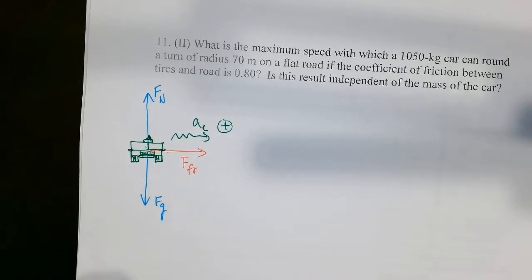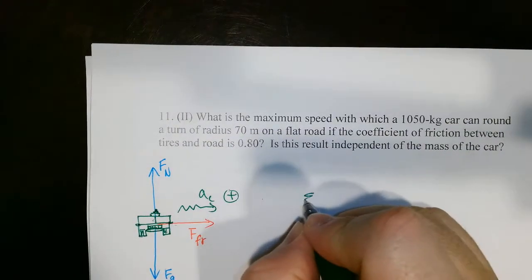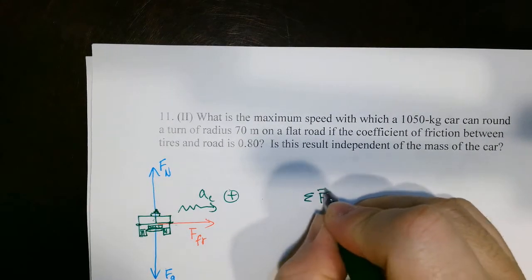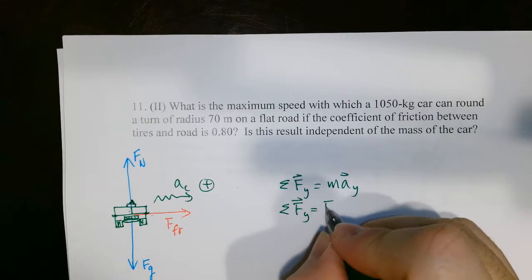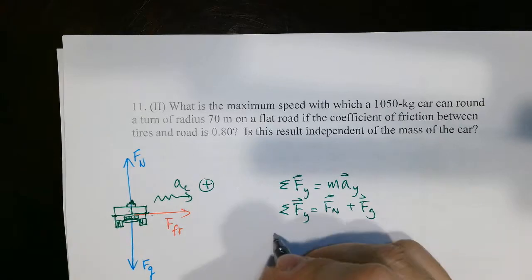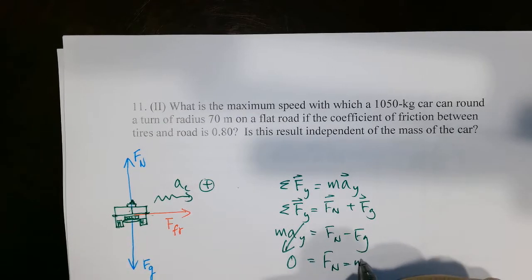So if we were looking at this from the top view, here's the Hummer, and here is the friction going in this direction, and that's the direction of AC. So the sum of all forces in the y direction is equal to MAY, and I have F normal plus FG. So MAY is equal to F normal minus FG. AY is 0, so F normal is equal to MG.